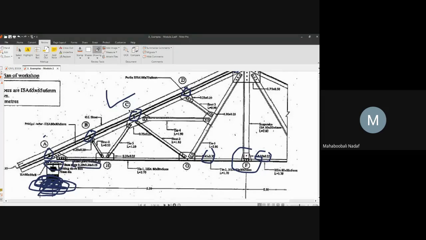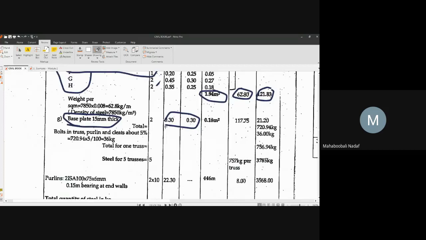In small words, 0.3 into 0.3 into 0.15. That is also not clear for me, but try to understand. 0.3, 0.3, and it is given 15 mm thick. So that much square meter, and its unit weight is also given.